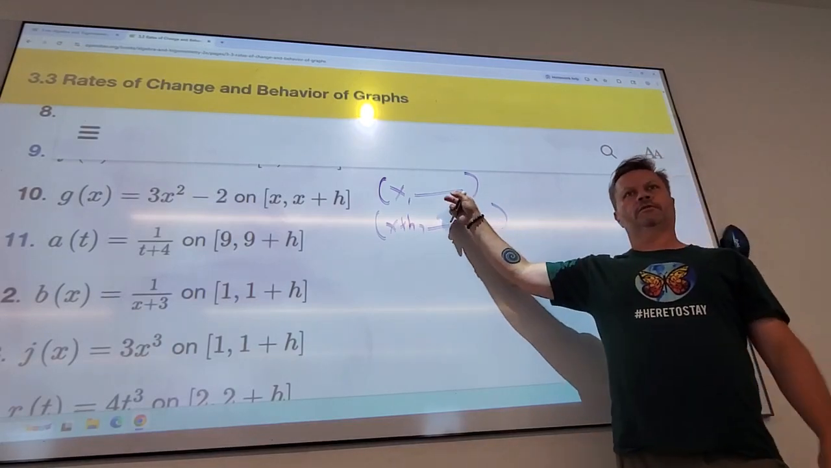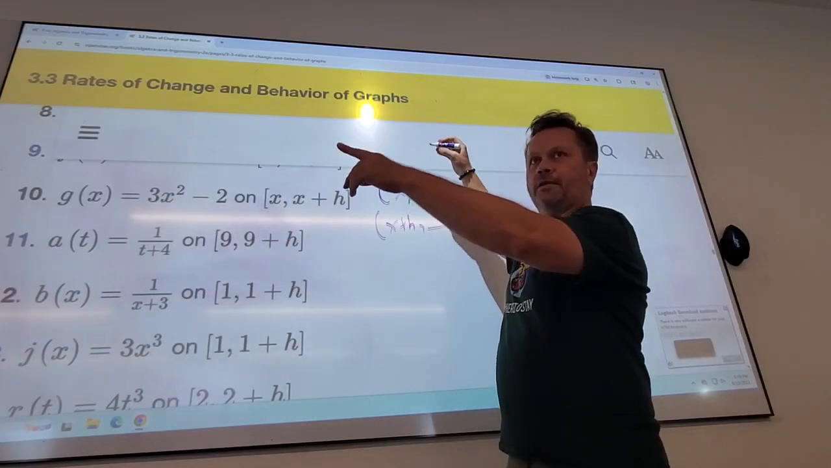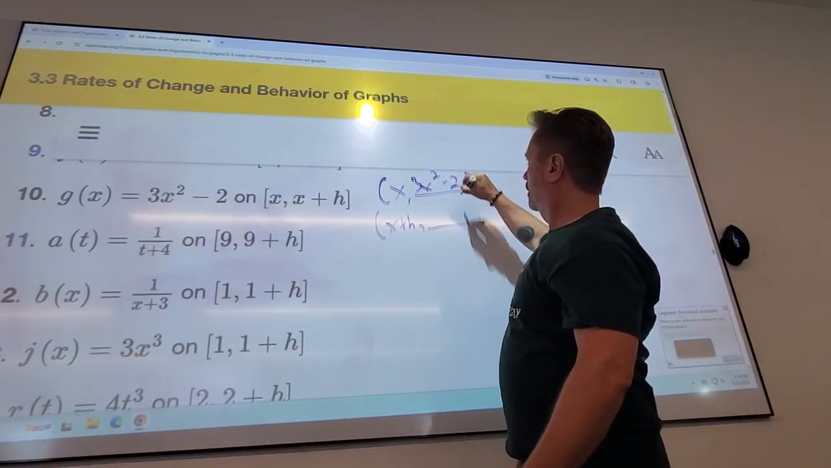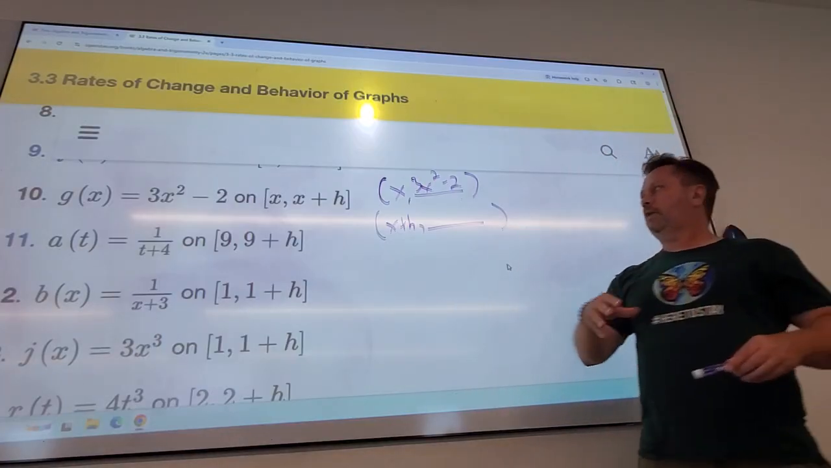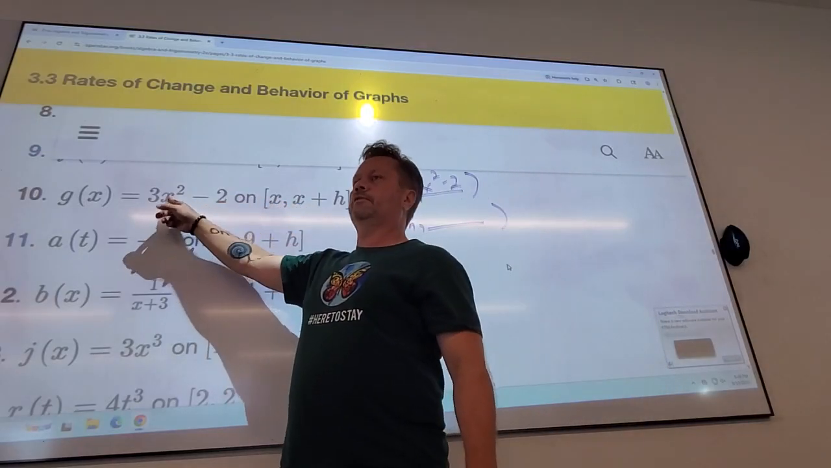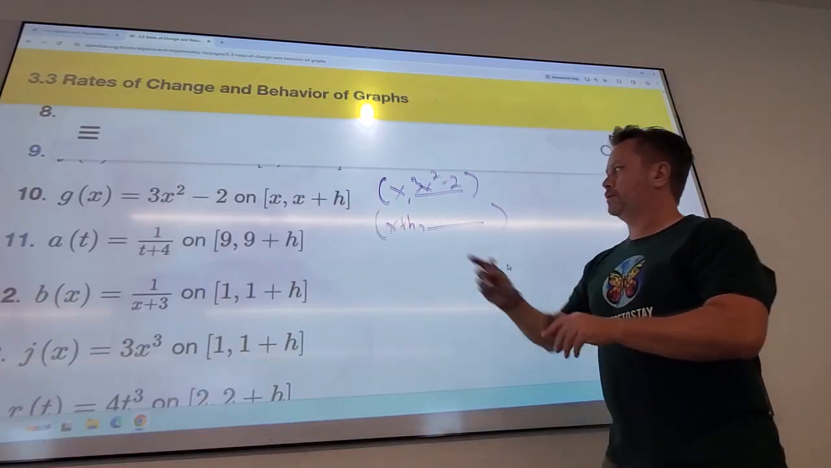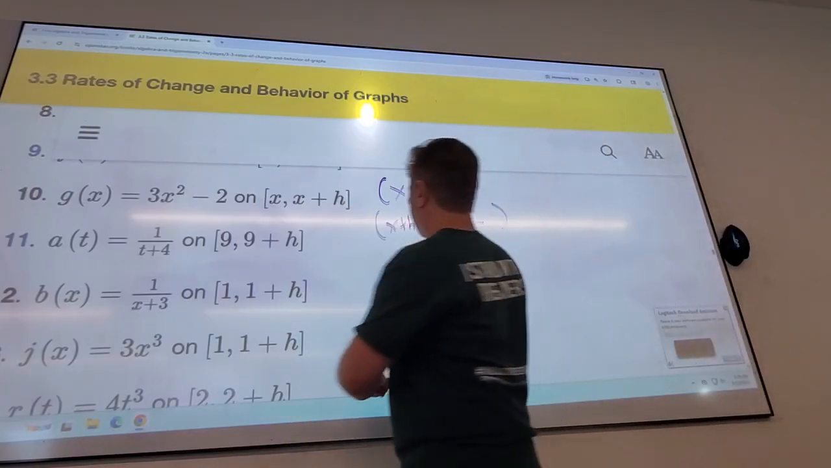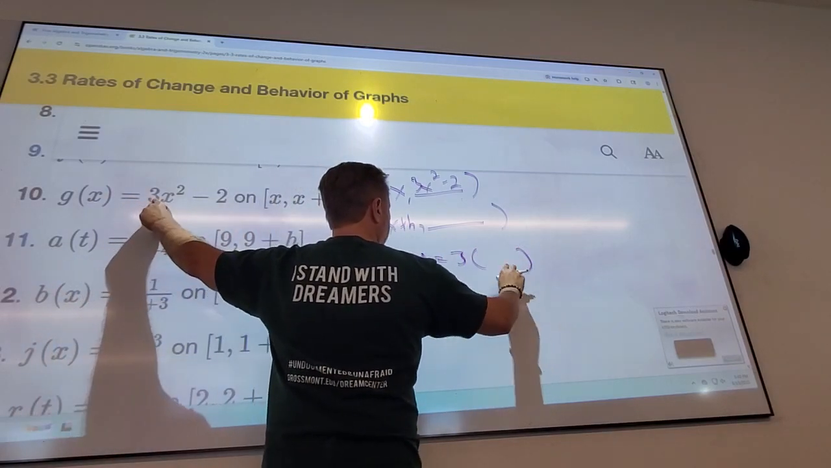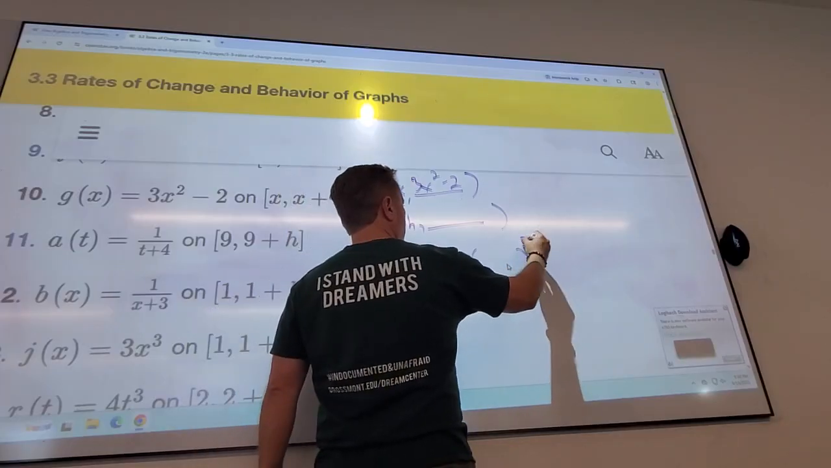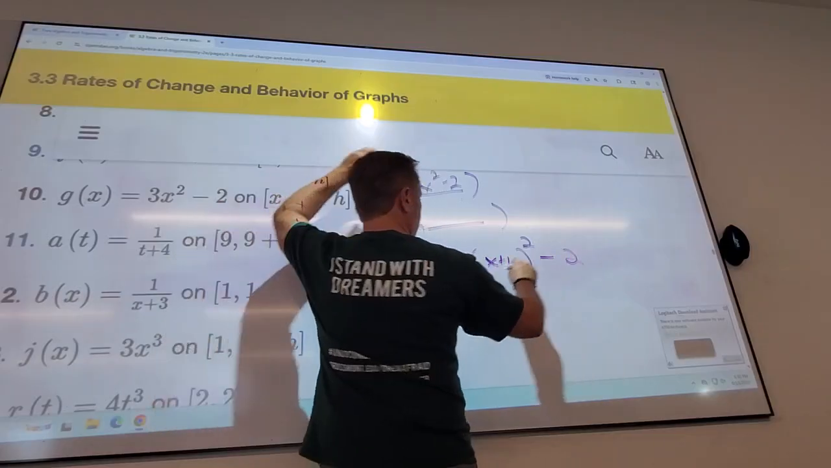This first one's easy. If the input's x, what's the output? 3x squared minus 2. What would you do if I gave you a number for x? You would plug it in, yeah? So if I have an input of x, the output is 3x squared minus 2. What if I have an input of x plus h? What's the output? 3 times, replace x with x plus h, minus 2.